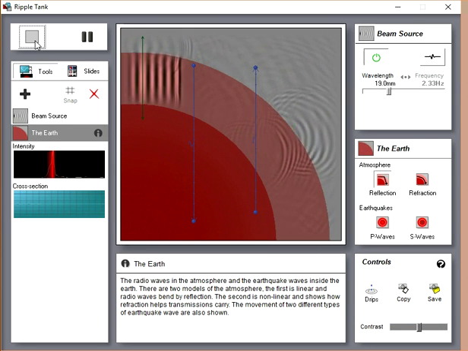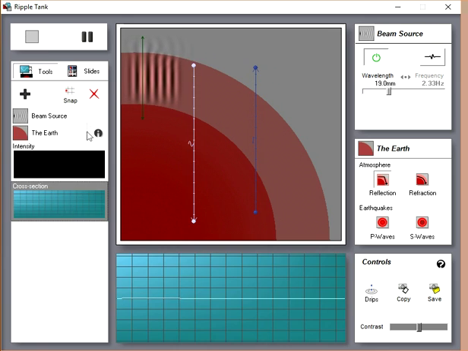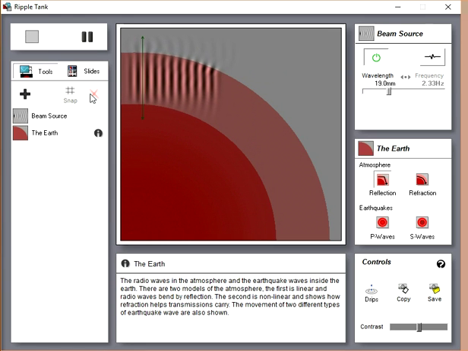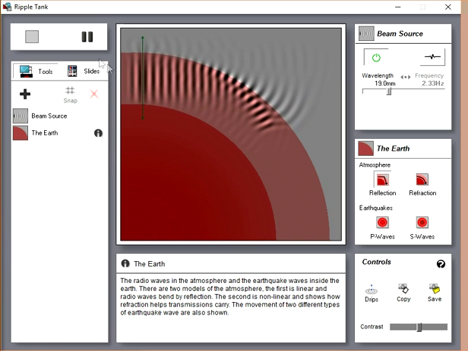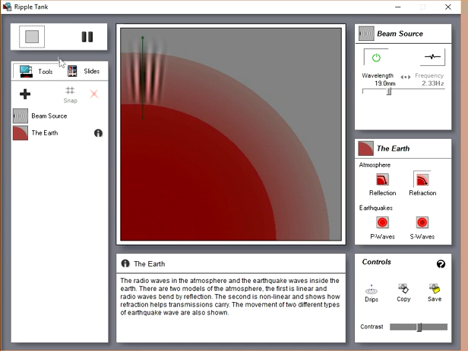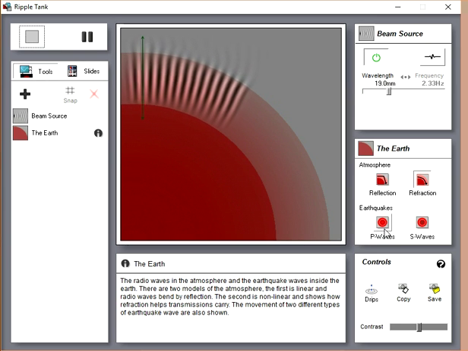This simulation is showing how waves travel through the atmosphere. The first model shows how waves reflect off the edge of the atmosphere. The second model is non-linear and shows how the waves can be refracted around the Earth.